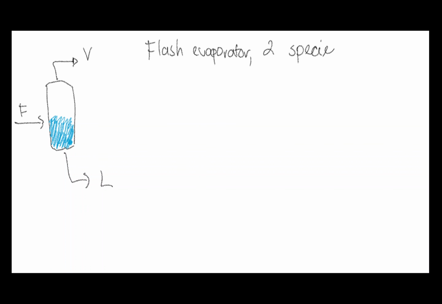So let's say that there are two species in this flash evaporator. I will call them 1 and 2. So we can say that the feed stream has a concentration or mole fraction of species 1 called Z1, and a mole fraction of species 2 we'll call Z2. Likewise, for the vapor stream, we'll use the variables y1 and y2. And for the liquid stream, we'll use x1 and x2.